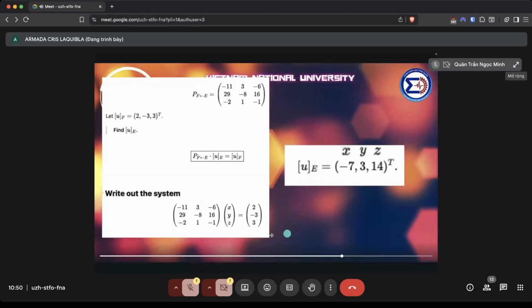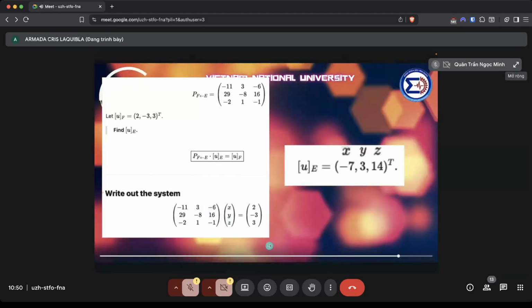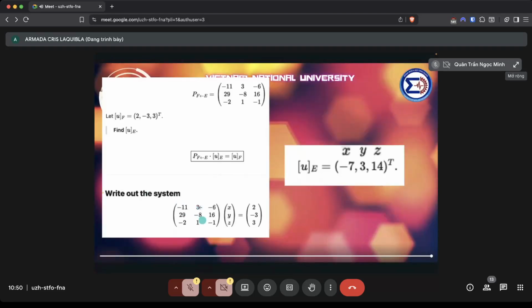That is your UE. Okay, so to solve this, you can make it like an augmented matrix. Then you make the numbers here be the identity numbers like 100, 010, then 001. So the other number there at the side will form these numbers -7, 3, and 14 there.